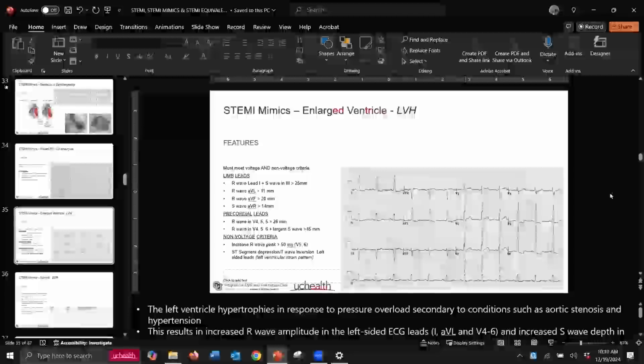So LVH is a STEMI mimic because, much like in the Sgarbossa criteria with left bundles, we think about that conduction pathway going through that ventricular tissue. It takes more voltage to get through that thick tissue, right? We talked earlier about sensation, right? That atrial and ventricular contraction, that becomes altered. So we have a drop in cardiac output.